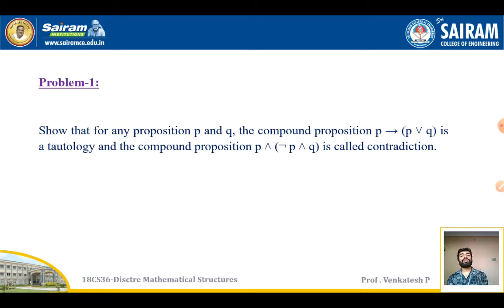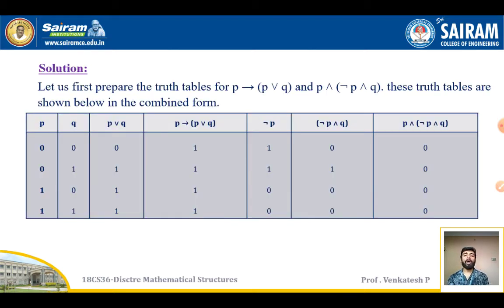The problems based on tautology and contradiction: show that for any propositions P and Q, the compound proposition P implies P or Q is a tautology, and the compound proposition P and negation P and Q is a contradiction. So to verify these two compound propositions, first let me give the truth values for P and Q. So frame the following truth table first. In this truth table, I am going to define P as 0, 0, 1, 1 and Q as 0, 1, 0, 1.